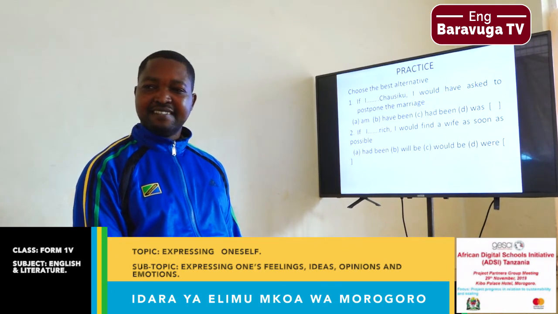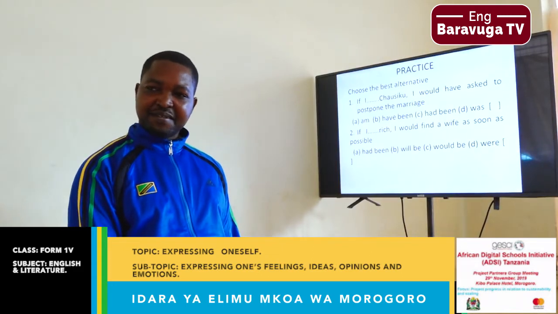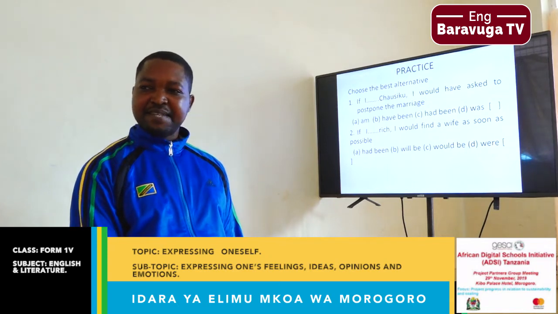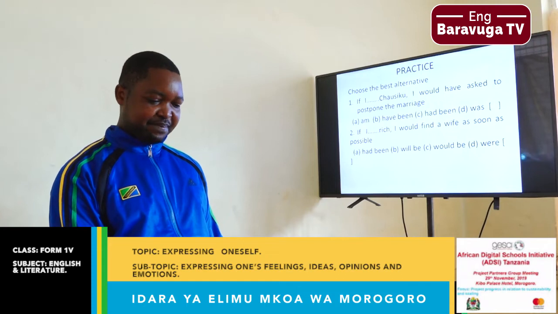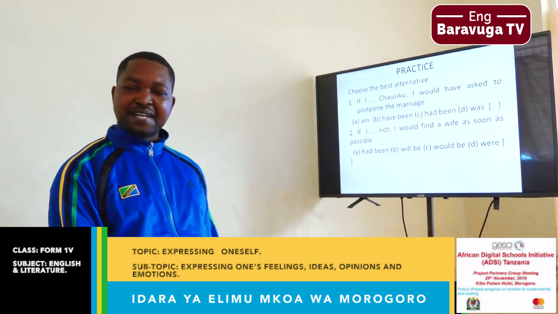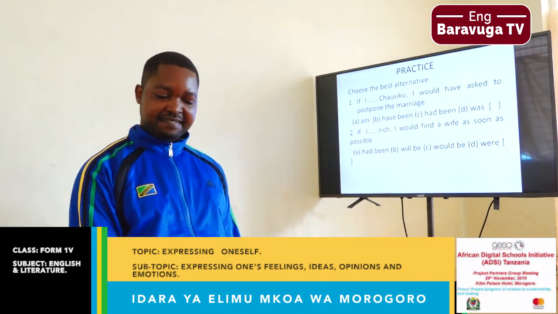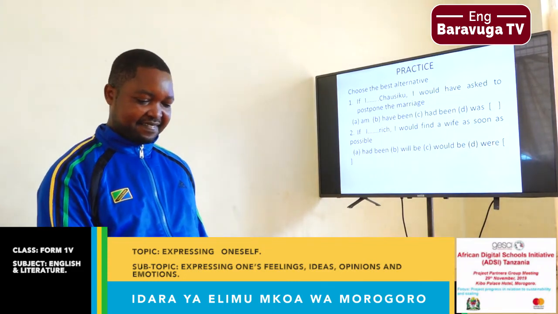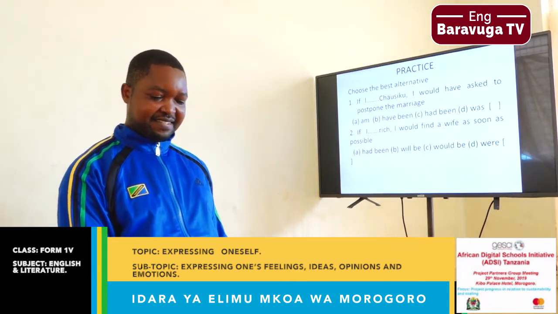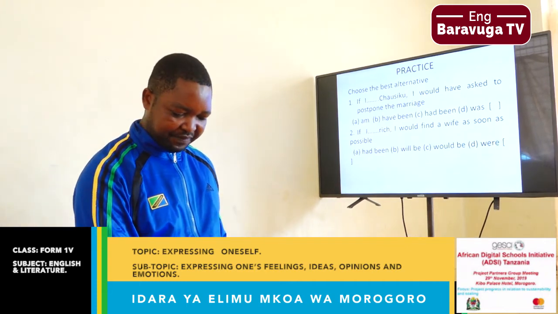Do you remember the format? Just stick to the format. If I dash rich. In the conditional sentence type 3, the if clause is characterized by past perfect, had plus the past participle. Now, which is the correct answer among the A, B, C, D choices? It's obvious it is A. If I had been rich, I would find a wife as soon as possible.